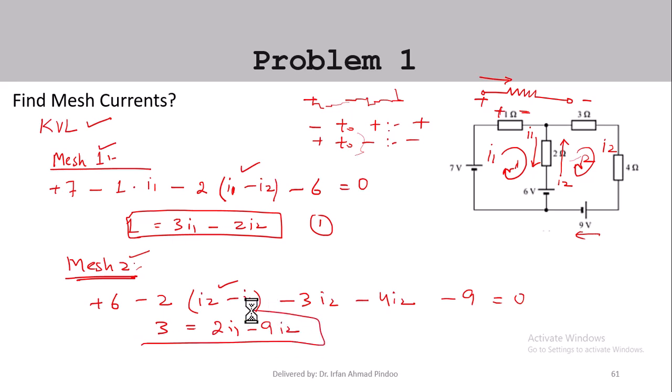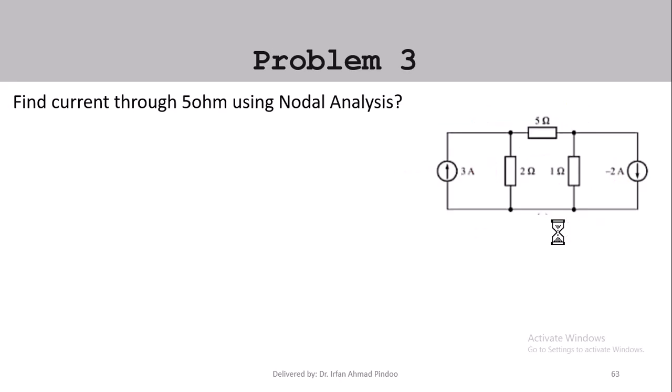So these are the 2 equations. Now again solve equations 1 and 2, you will get the value I1 as 3 over 23 amperes and I2 as minus 7 upon 23 amperes. So this is the answer for the question. In the same way, let us have one question based on nodal analysis also.